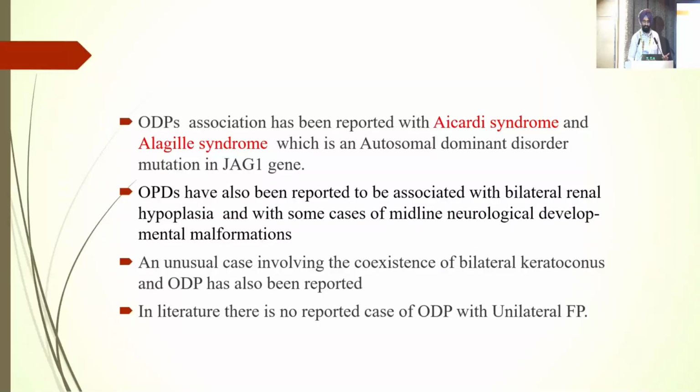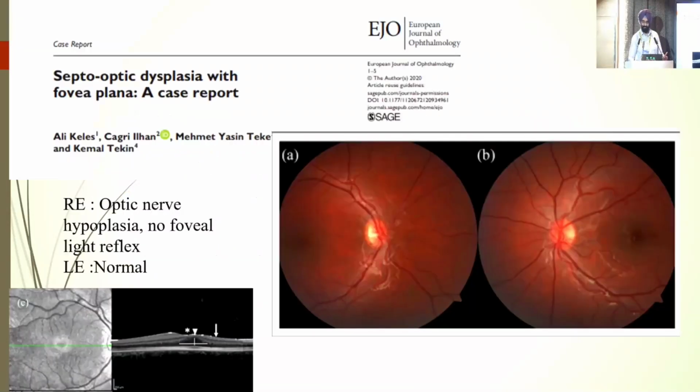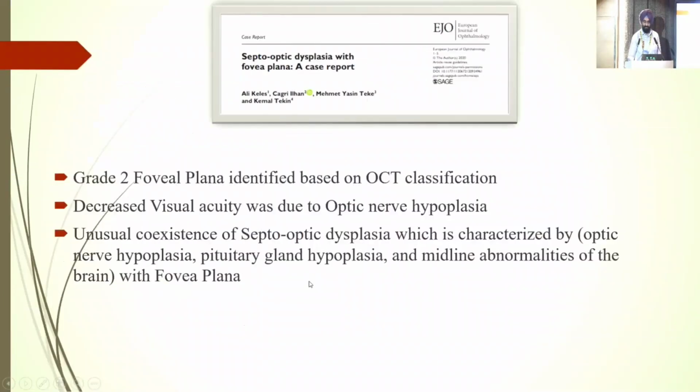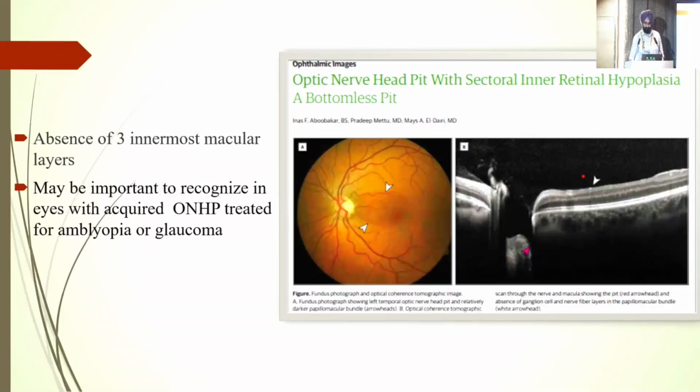It has been reported with Aicardi syndrome, Alagille syndrome, bilateral renal hypoplasia, bilateral keratoconus, but there's no reported case of ODP with unilateral fovea plana. This was a nearly similar case, but there was septo-optic dysplasia with fovea plana. The foveal contour is absent. Grade 2, as identified by the OCT classification; decreased visual acuity was due to optic nerve hypoplasia. Another ophthalmic image was published which showed an optic nerve head pit with sectoral inner retinal hypoplasia.